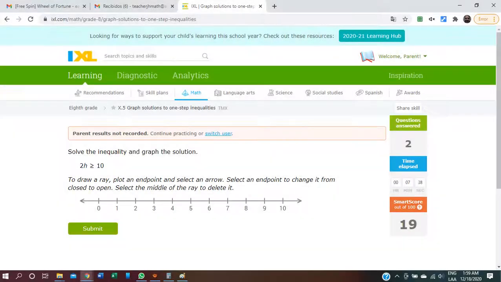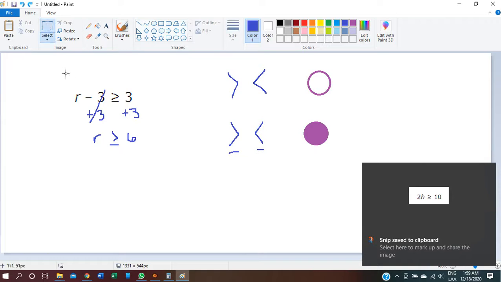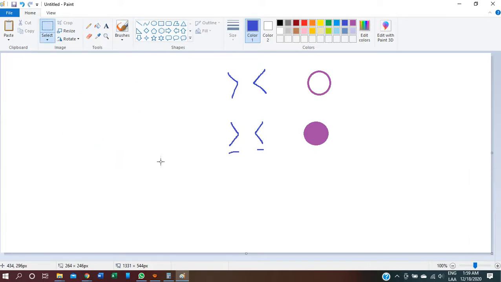Now I am going to do this very last one. All right, so 2h is greater than or equal to 10. Number 2 is multiplying. Remember, whenever you see a number and a letter together, it implies multiplication. This number is called the coefficient, and this letter is called the variable.